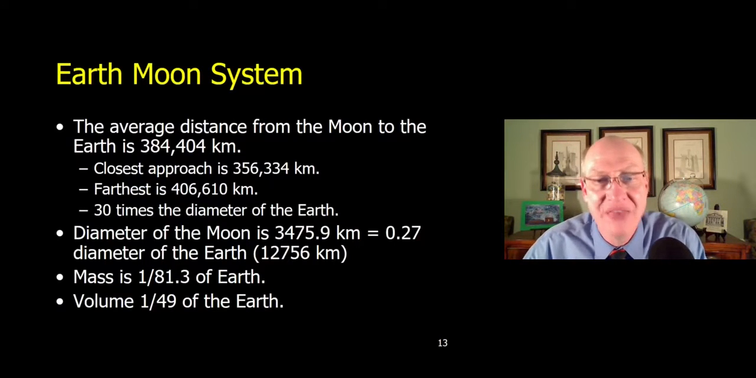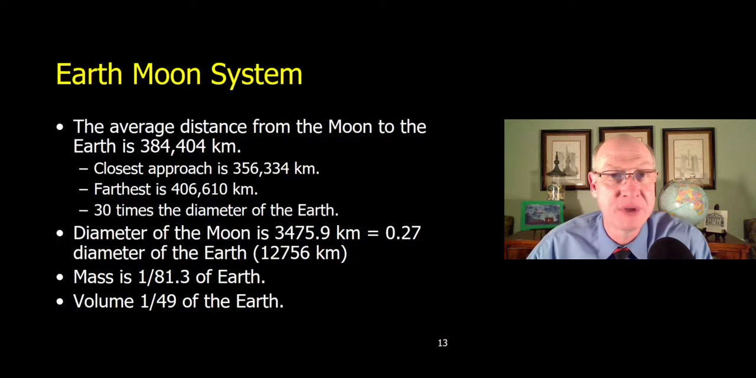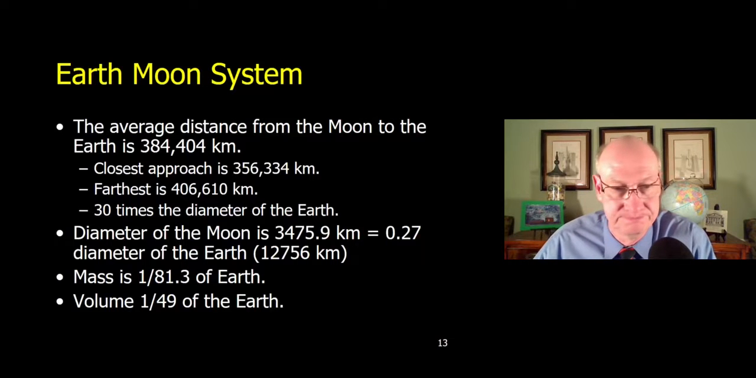All right. The diameter of the moon is 27% the diameter of the Earth, so it's about 1/4 the diameter of the Earth. And these other two numbers I'm just going to list for interest. It's about 1/81st the mass of the Earth, so it's 81 times less massive than the Earth, and its volume is a little bit less than 50 times less than the volume of the Earth.